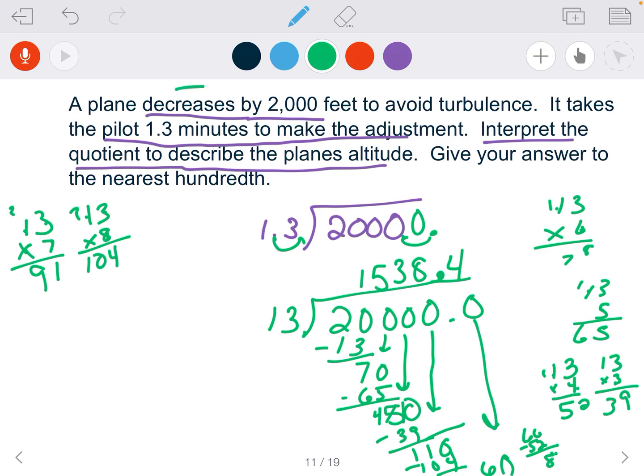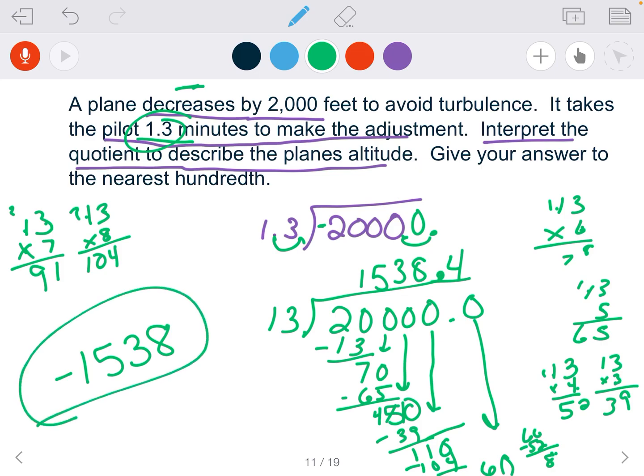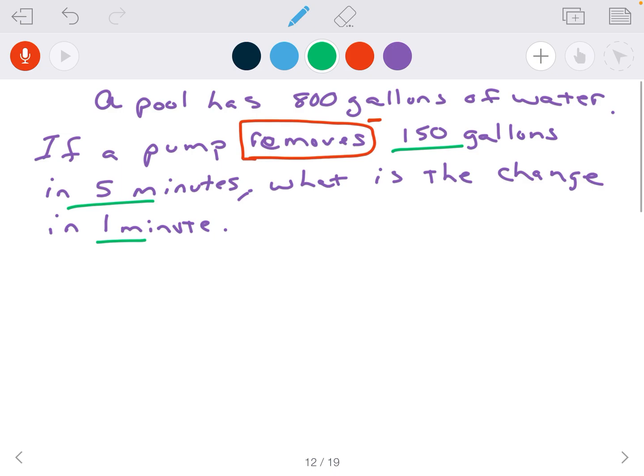So the quotient, because it's decreasing and it takes him that long to do it, this is really a negative, because it's going down. It's decelerating. It's going down. It's decreasing. So the lower it gets. So my answer, because I've got a positive and I've got a negative, is going to be a negative answer. So I'm going to have negative 15. I'm going to just round to the nearest whole number here. So your answer is a whole number, so just watch that negative when you're doing yours.